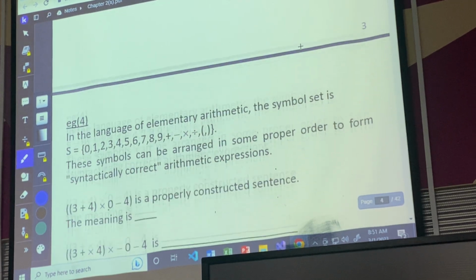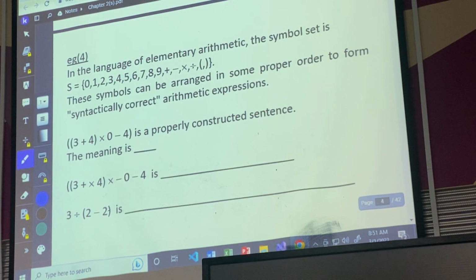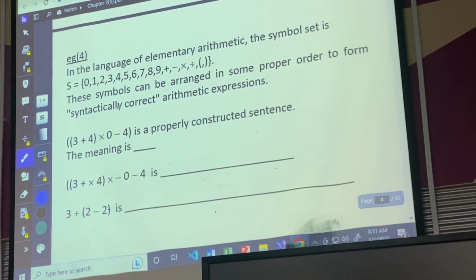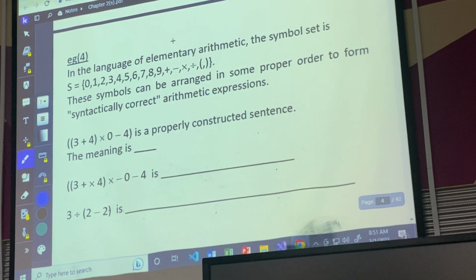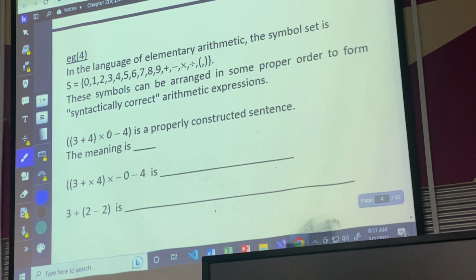Okay, example 4. Look at this. Let's say you have arithmetic and the elements of the integers inside the set given from 0 to 9, with the operators plus, minus, multiply, divide and the bracket here. So we want to see whether the following is a syntactically correct sentence or not, and whether it has meaning or not. Okay, look at the first one here: the bracket 3 plus 4 multiply 0 minus 4. Is this a properly constructed sentence or not?